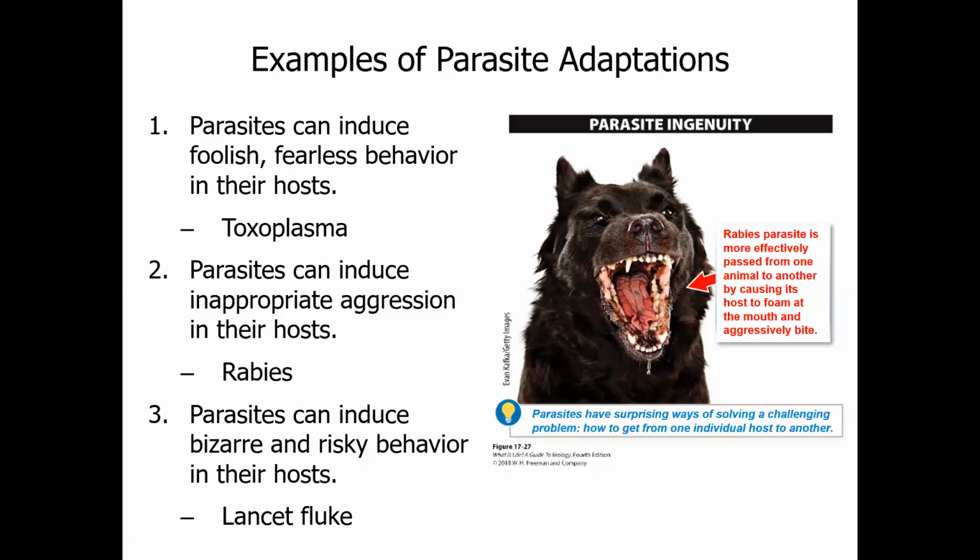But in this example, the infected ant will leave the colony and walk up to the top of a stalk of grass or another plant, basically exposing itself to predators. That predator will then eat the ant if it gets spotted, and the fluke will get passed from the ant to whatever predator eats it. So parasites are very clever in how they manipulate their host to pass themselves along to the next individual.